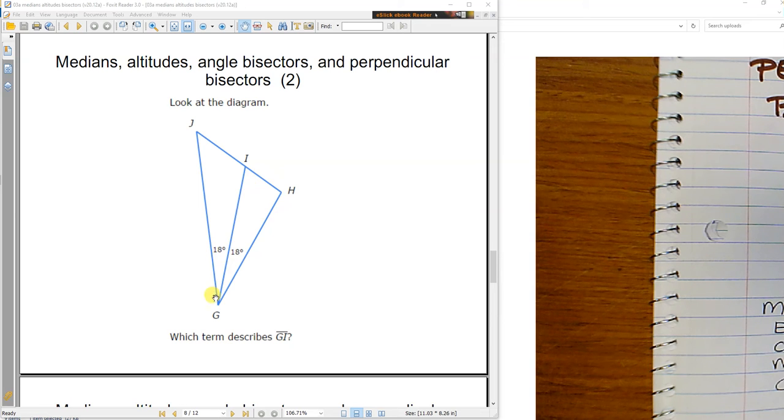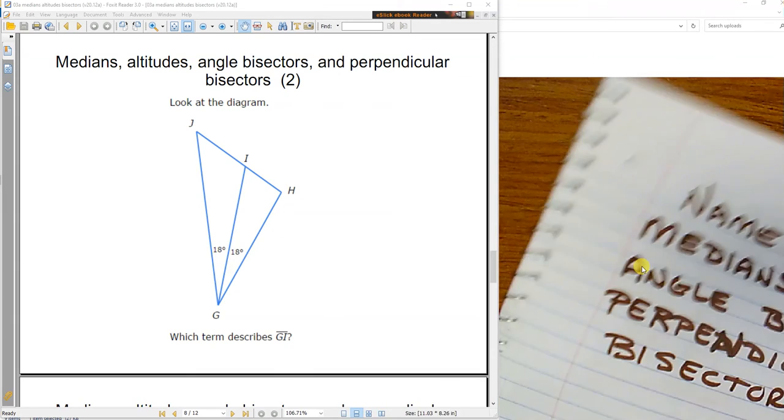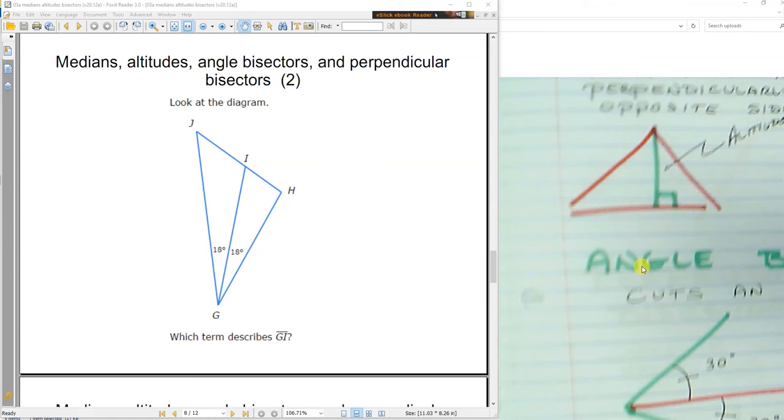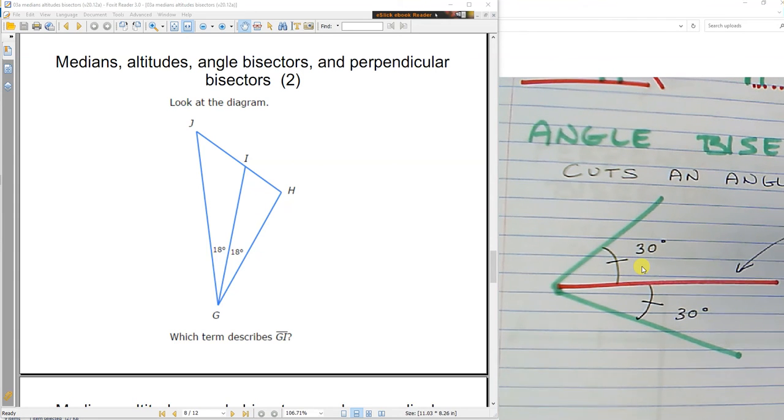Let's see what's going on here. What is GI? GI, it's cutting that angle in half, which means it is, ready? Boom, right there. It's an angle bisector.